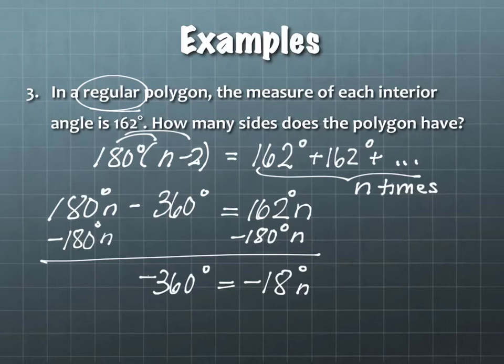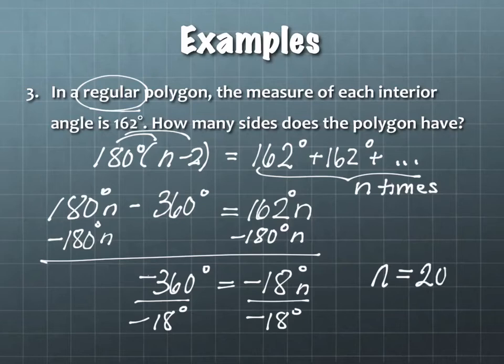What's my last step? Divide by negative 18. And what do I get for n? Somebody said it. 20. Yeah, 20. And again, anytime you've got context going on, we're going to put a degree marker as degrees or whatever. This isn't degrees. This is the number of sides. So there are 20 sides in my polygon. We do not want to draw that. Very challenging.